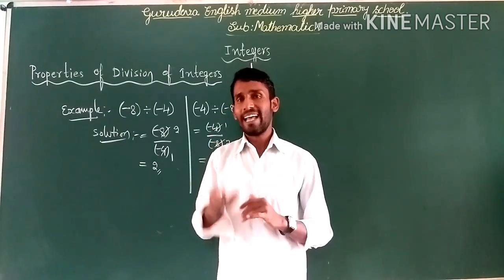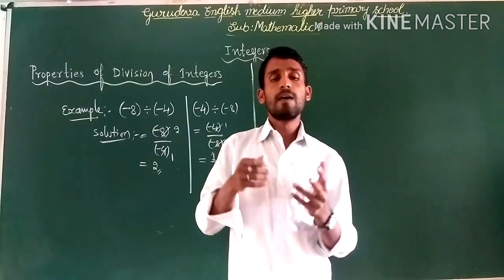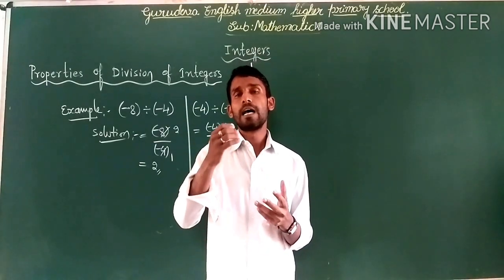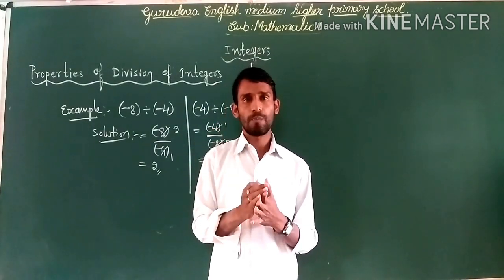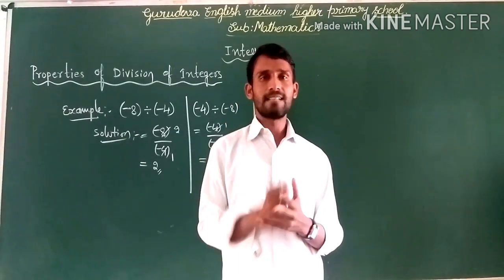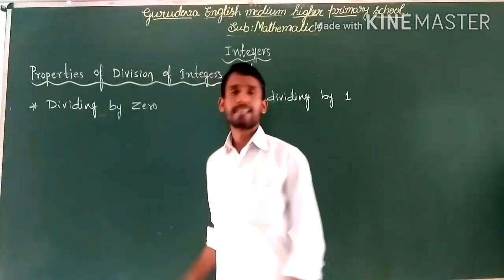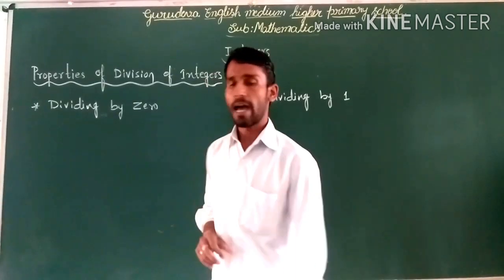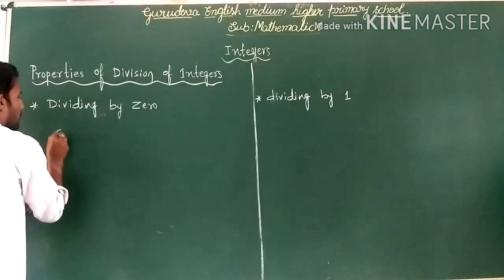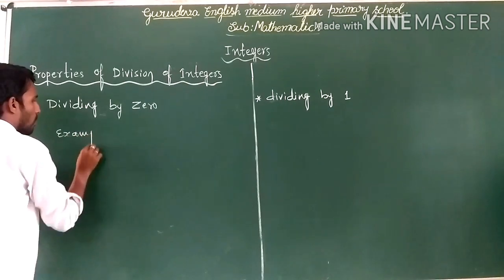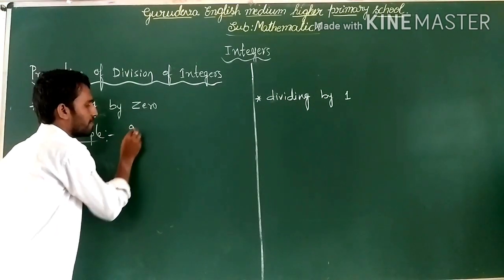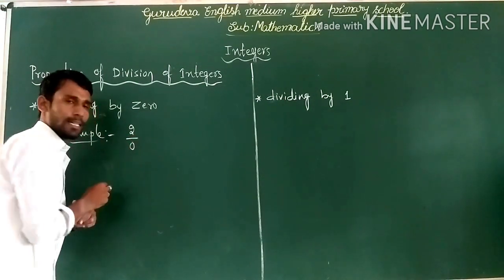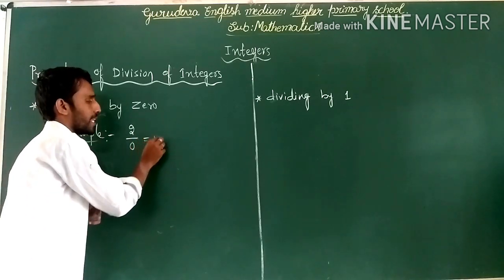Okay, dear students, next I am taking what happens when we divide any integer by 0. Let us see one example. When we divide by 0, what will we get? When we divide 2 by 0, we are getting infinity.